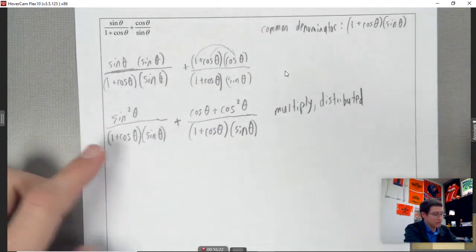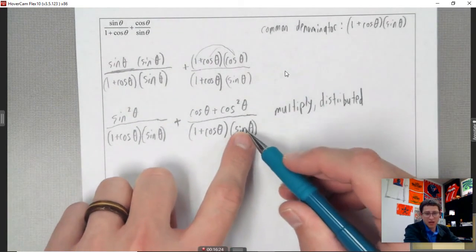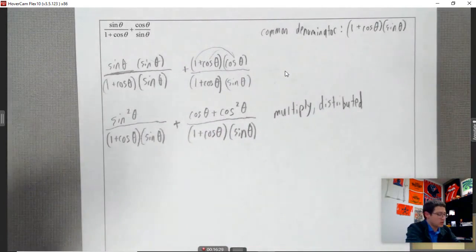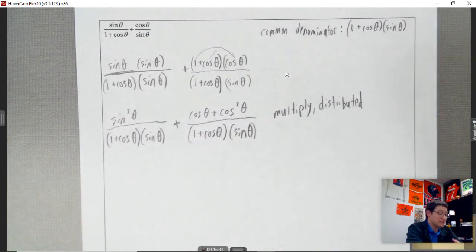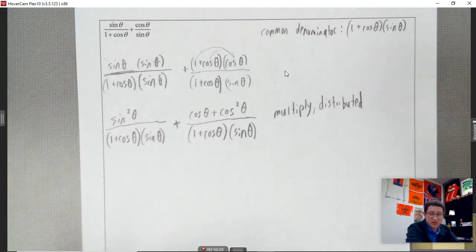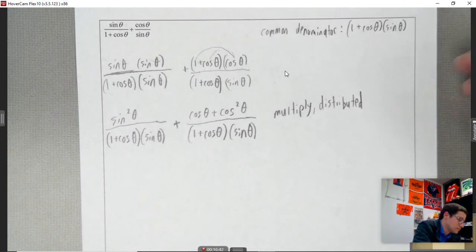Now, me personally, maybe some people try to multiply that sine here to here. That's not necessarily wrong. You could absolutely do that. I just choose not to. I like to keep my factors just in case we end up canceling them out. The reason why I like to keep them is because usually you do end up canceling them. So something to consider.